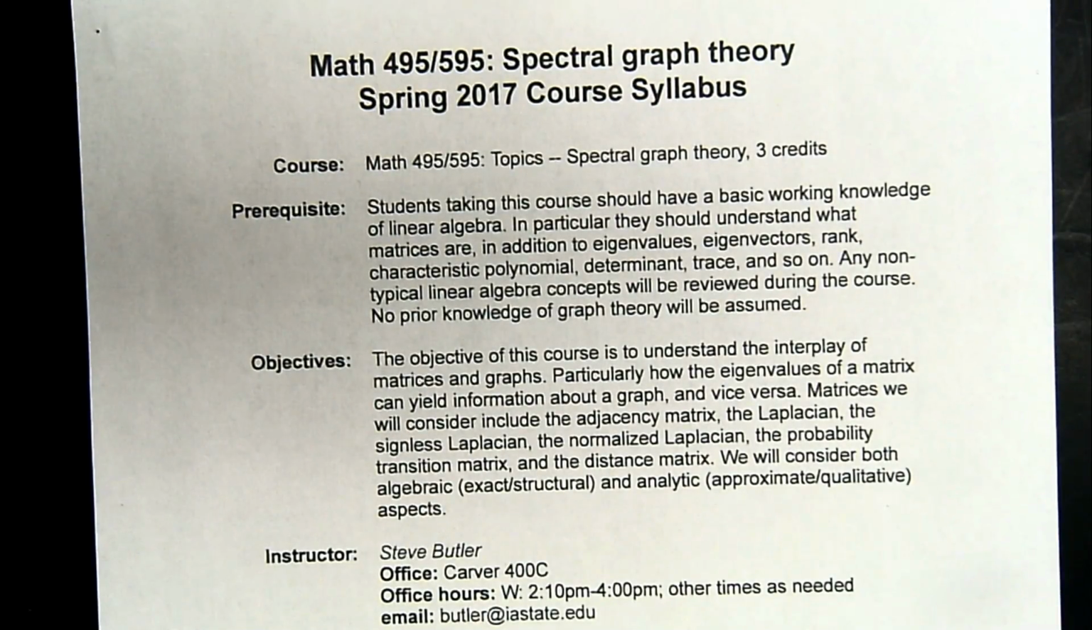All right, so welcome to the class, Spectral Graph Theory. The first thing we have to talk about with any class is the syllabus. You'll notice I have two course numbers here, 495/595, so either undergraduate or graduate level. It's the same material, but you'll have slightly different requirements, slightly different homeworks. We'll talk a little bit about that in just a few minutes.